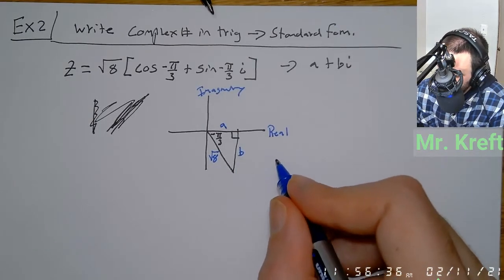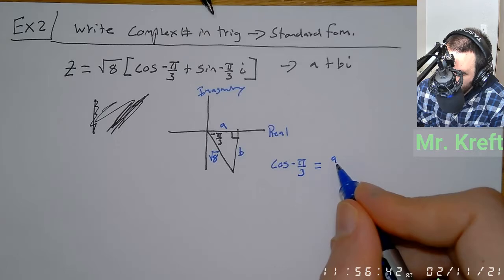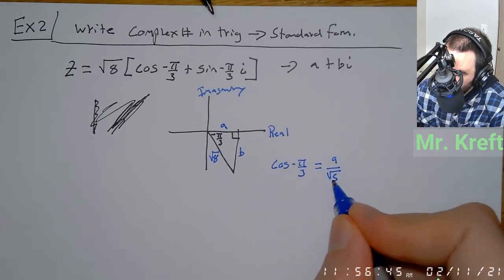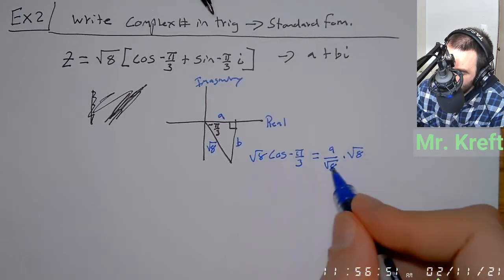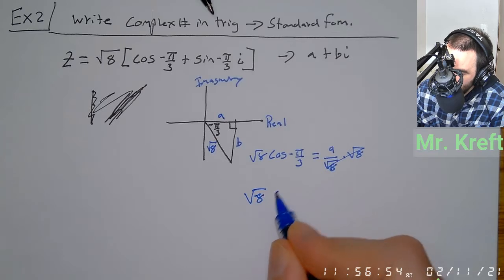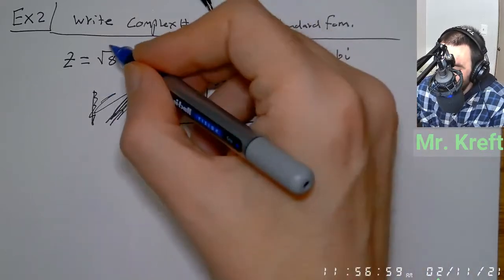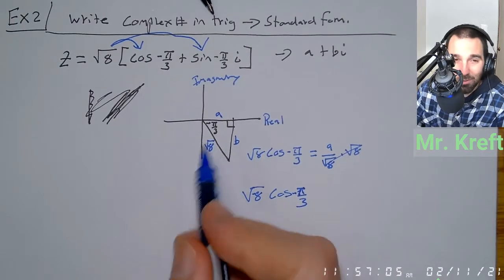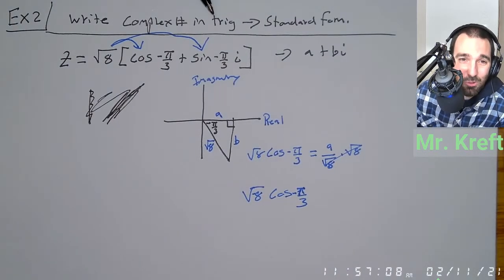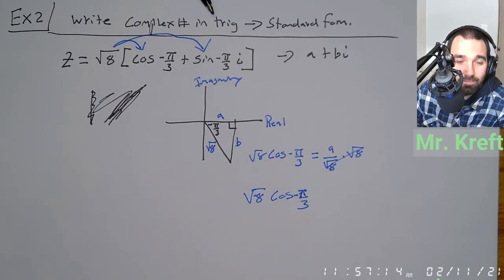So cosine of negative pi over 3 equals my adjacent over my hypotenuse. Remember how I said it's exactly the same? It's just the modulus times cosine of negative pi over 3. So really what you're doing here is just distributing the square root of 8. I did all this visual just to make sure you understood why, but you don't need to do the visual. We're just multiplying.